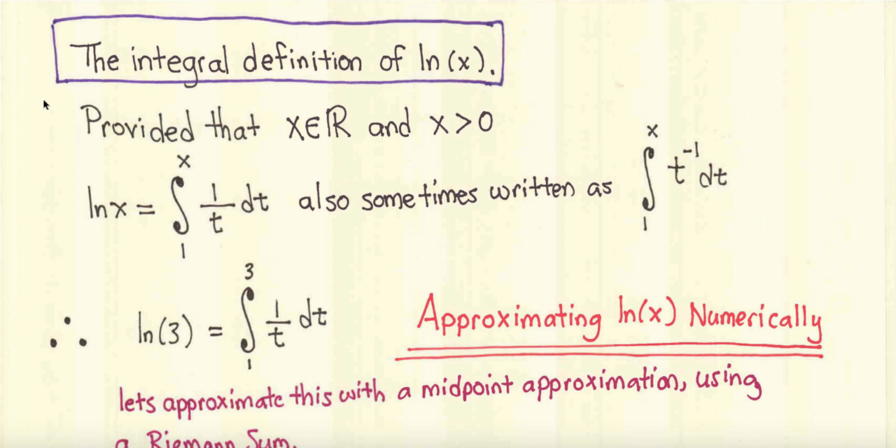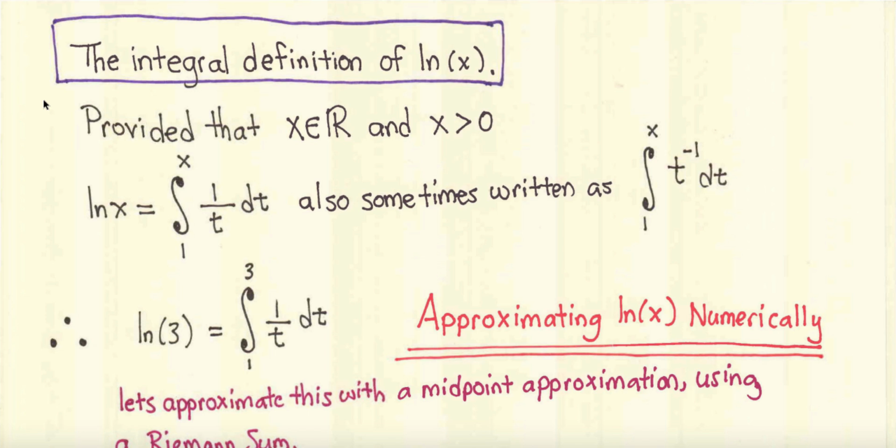So, provided two very important things. Number one, we're dealing with real numbers, provided that x is a real number and x is a positive real number, x is greater than 0. Sometimes you'll see x is an element of R plus, and that's a way of saying both things.